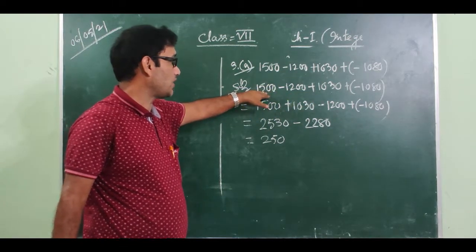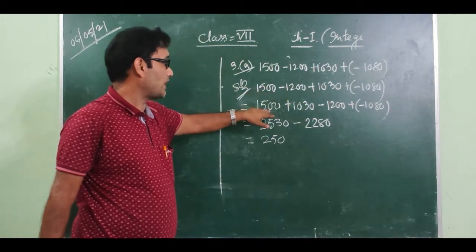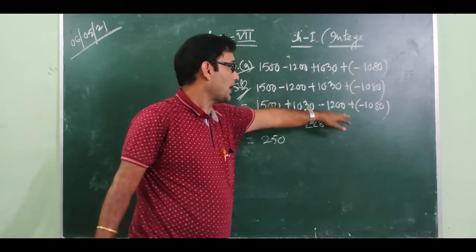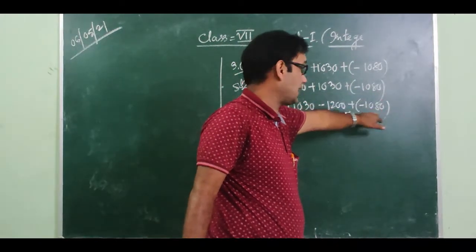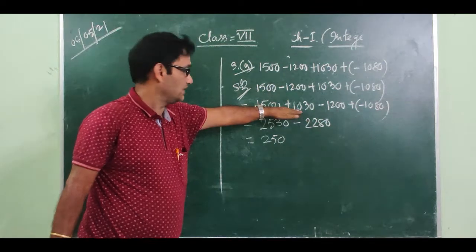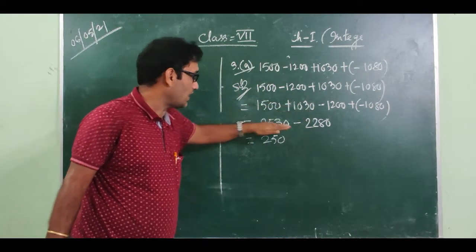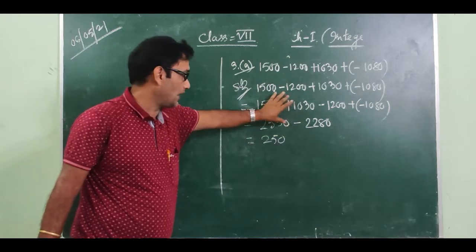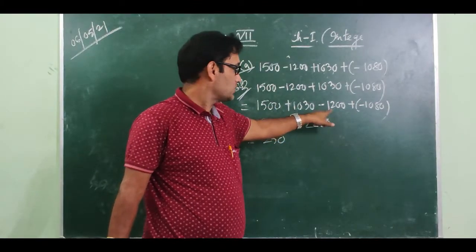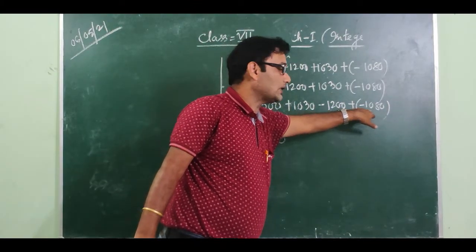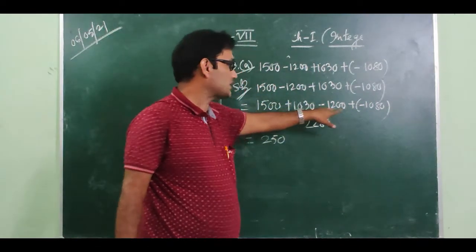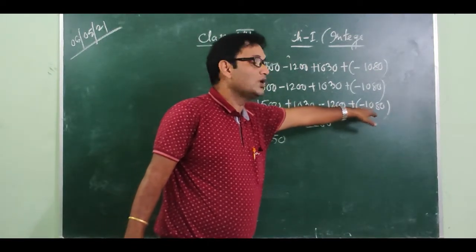So here the positive integers are this one and that one. So we will write 1500 plus 1030. The negative integers: minus 1200 plus minus 1080. Okay. Next step, we will add both the positive integers. So 1500 plus 1030 means we will get 2530. Now here also minus, here also minus. Minus into minus is plus. So we will add 1200 plus 1080. We will get 2280.